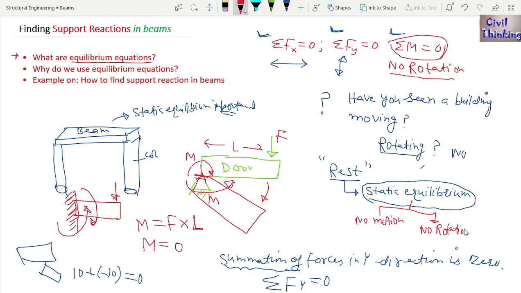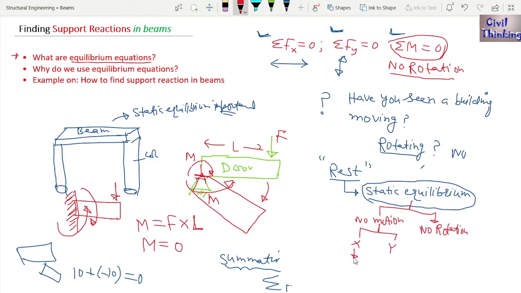Okay, I will just write the simple layman words for understanding. It means no motion. Now no motion means no motion in x and no motion in y. Now what does that mean? There will be no motion in x when the summation of force in the x direction is 0. There will be no motion in y when the summation of forces in the y direction is 0. And there will be no rotation when the moment at any point is 0, okay?